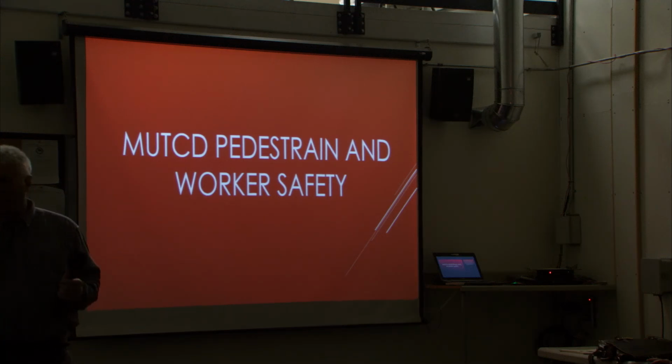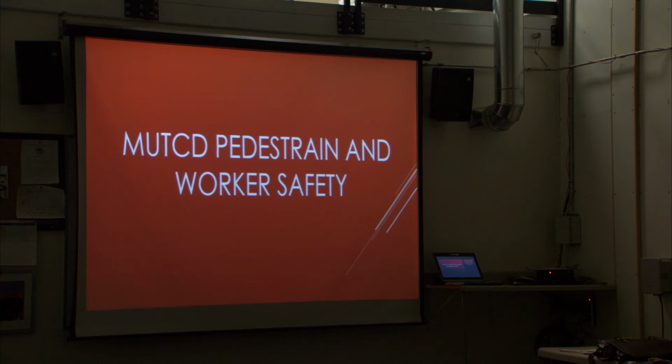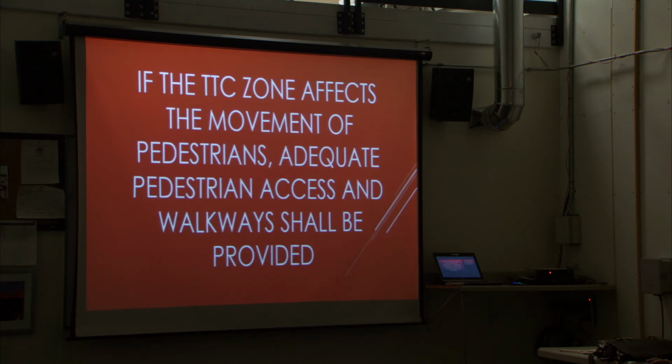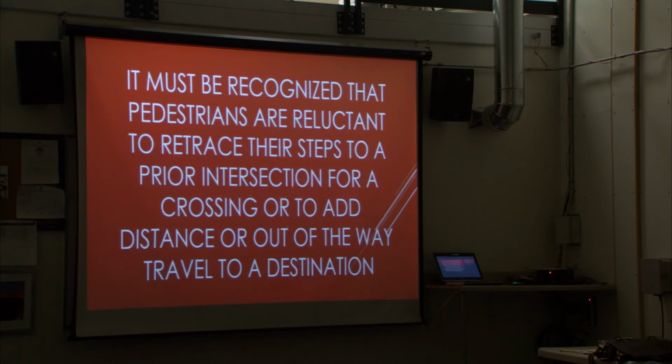I met with Joe Catalano, and he said, well, just call me from now on. But anyway, what the Manual on Uniform Traffic Control Devices says for pedestrian and worker safety: a wide range of pedestrians might be affected by TTC zones, including the young, the elderly, and people with disabilities, such as hearing, visual, and mobility. These pedestrians need a clearly delineated and usable travel path. If the temporary traffic control zone affects the movement of pedestrians, adequate pedestrian access and walkways shall be provided.